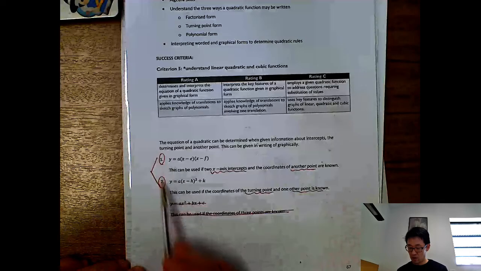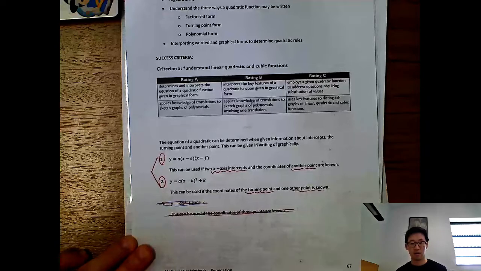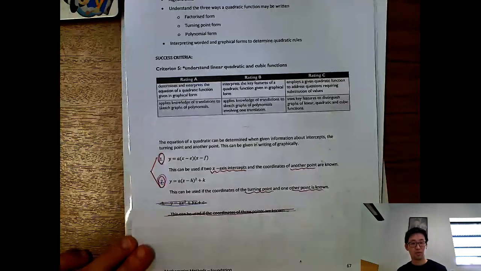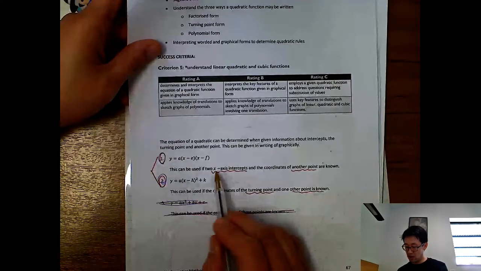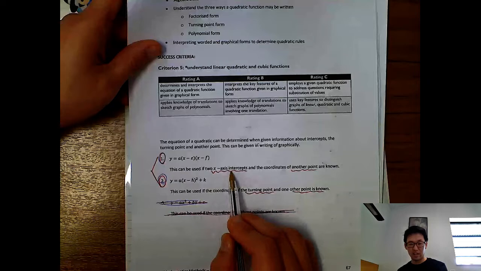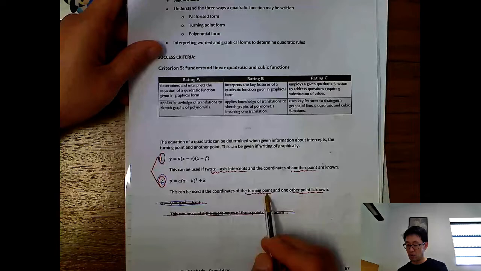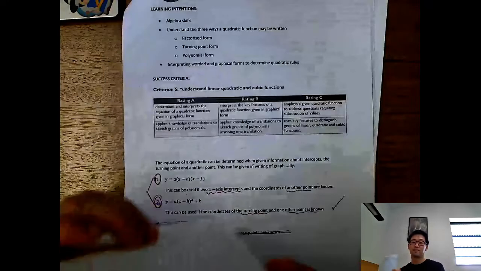Excellent. Okay. In this case, there are 1, 2, 3 types. Don't worry about the third one. Just go through 1 and 2. All we need to know is just 2 types. The first one is when we know the x-intercepts and 1 point. The second type is turning point and 1 point. So I'll probably do the second type first. So let's do it here.